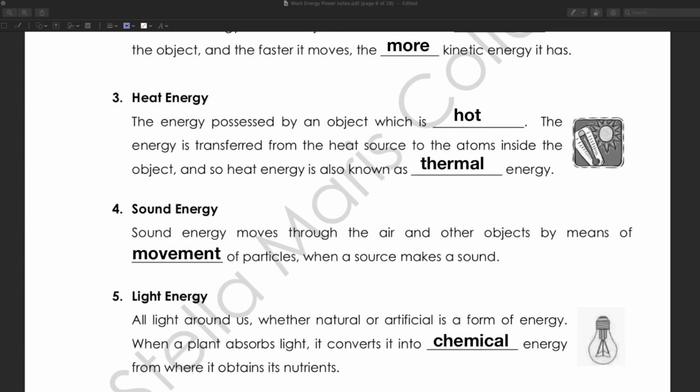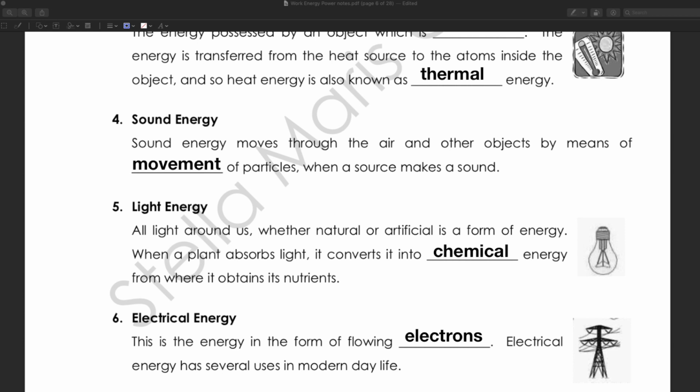Next up, light energy. All light around us, whether natural or artificial, is a form of energy. So whether the light is coming from the sun, so a natural light, or artificial is anything that is man-made. So it can come from your television, it can come from a bulb, it can come from street lights, anything that is man-made. Those are still giving off light energy.